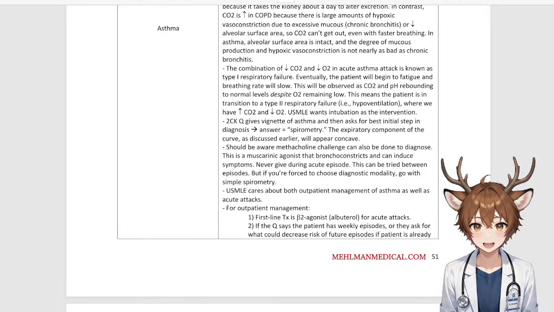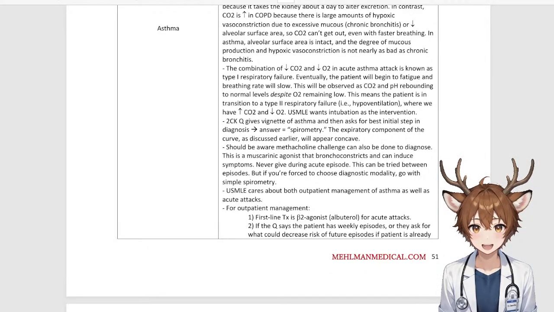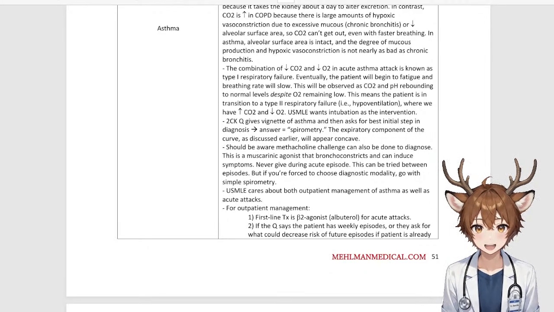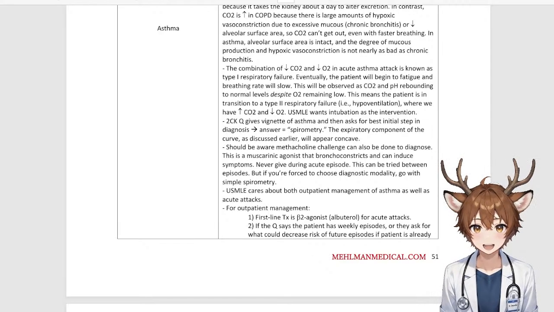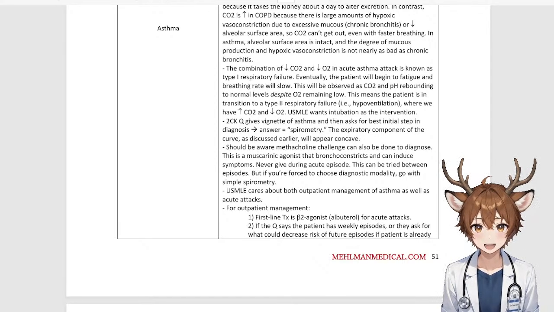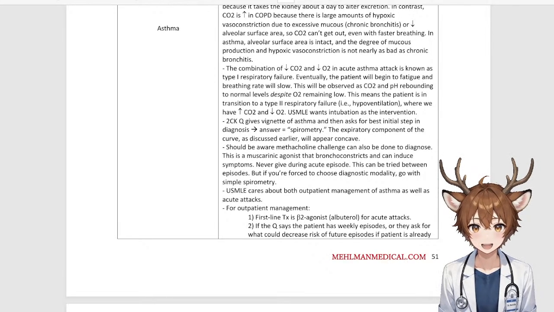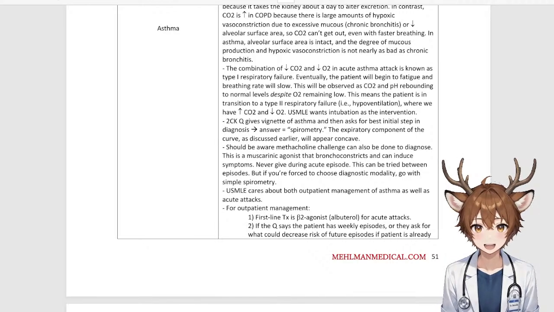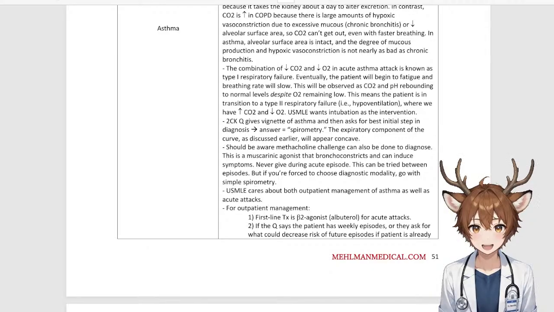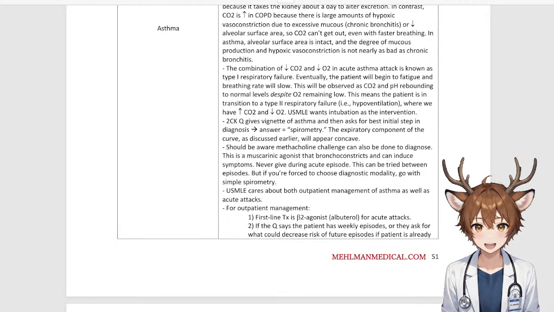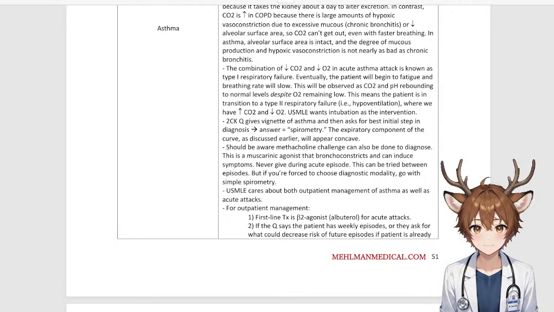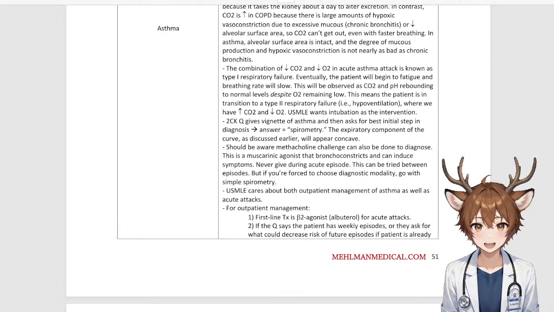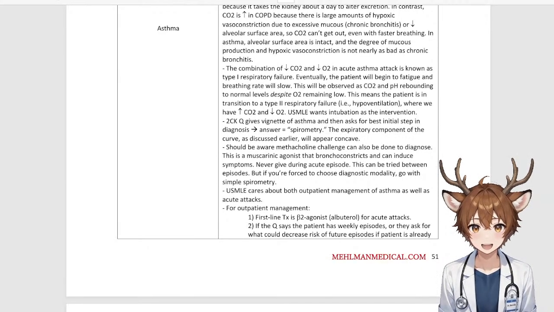A Step 2 CK question gives the vignette of asthma and then asks for the best initial step in the diagnosis, leading to an answer of spirometry. The expiratory component of the curve, as discussed earlier, will appear concave. Be aware that a methacholine challenge can also be done to diagnose. This is a muscarinic agonist that bronchoconstricts and can induce symptoms. Never give it during an acute episode. This can be tried between episodes. If you are forced to choose a diagnostic modality, go with spirometry.